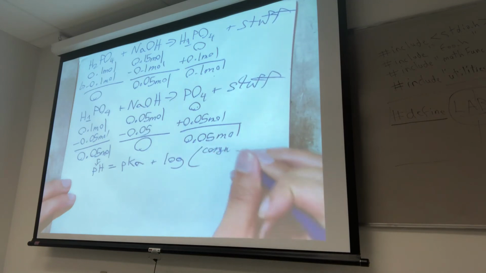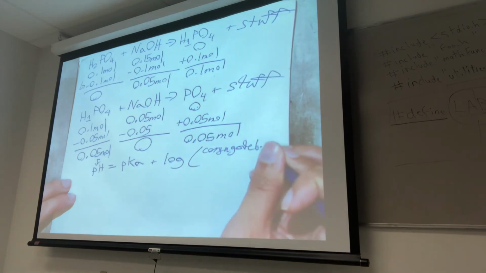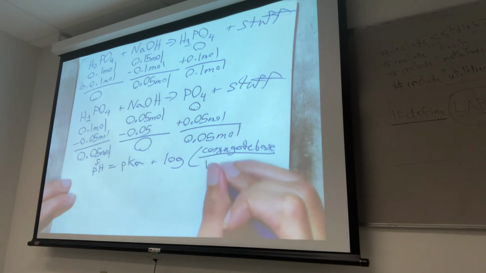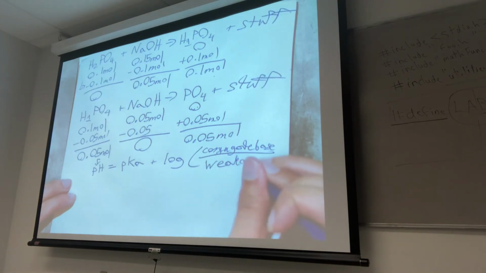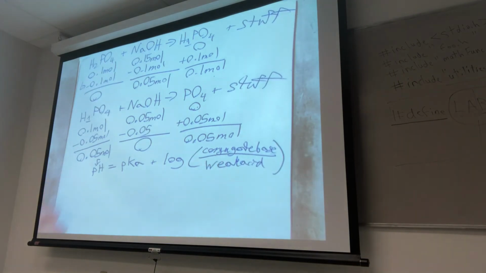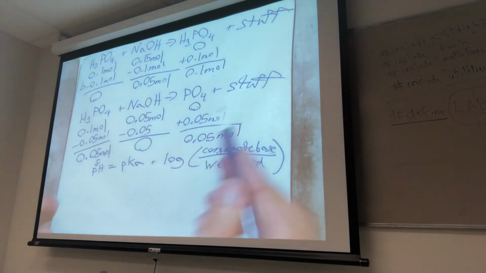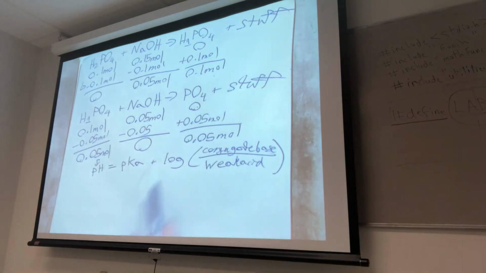Conjugate base over weak acid. Okay. Well, we're kind of lucky that the conjugate base and the weak acid happen to be the exact same number. It won't always be like that. So how are you supposed to know which is the conjugate base or which is the weak acid? Especially, it might not be that easy to tell when you look at amino acids.